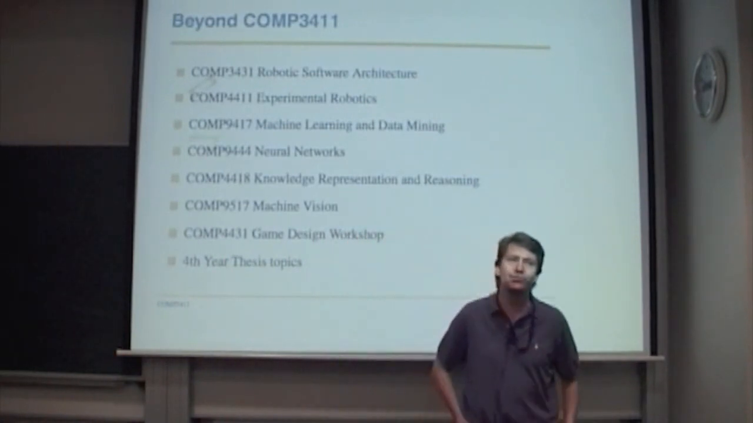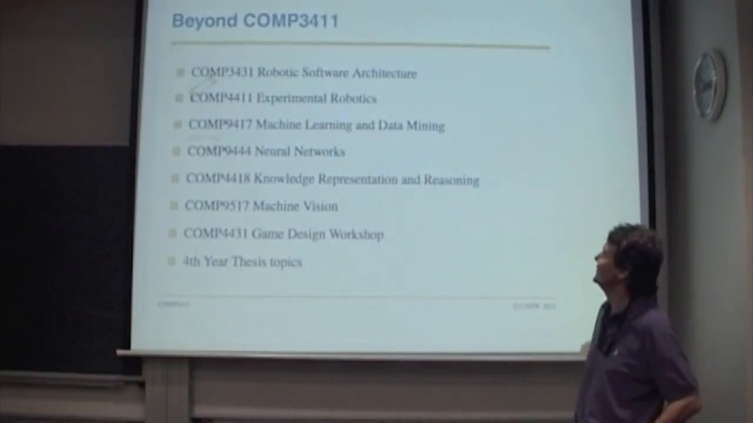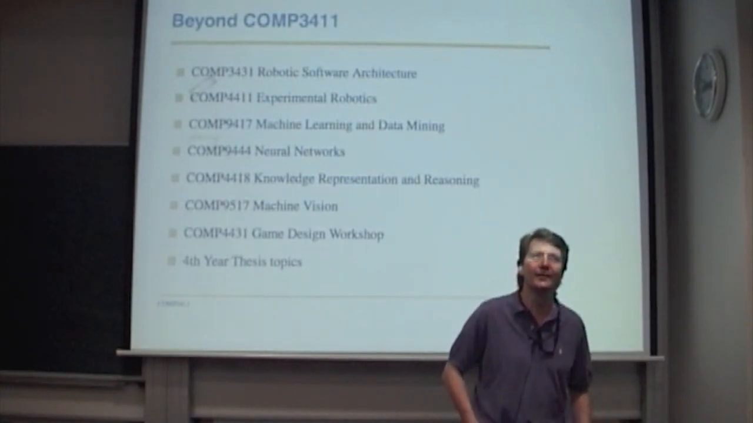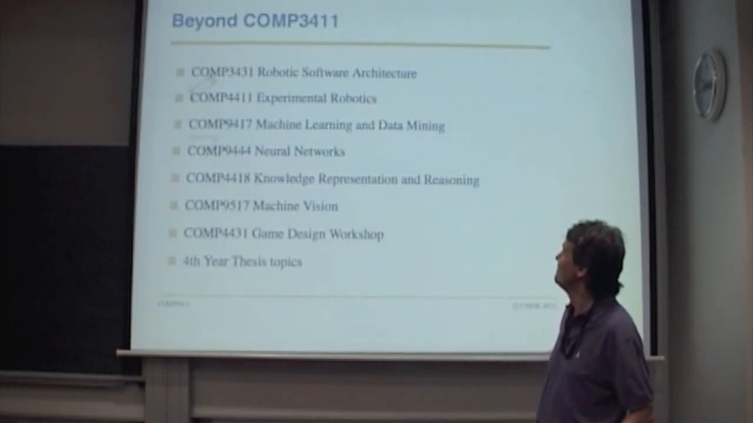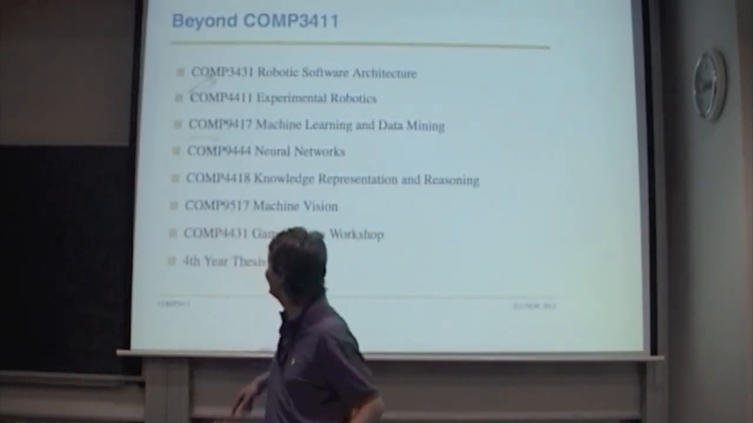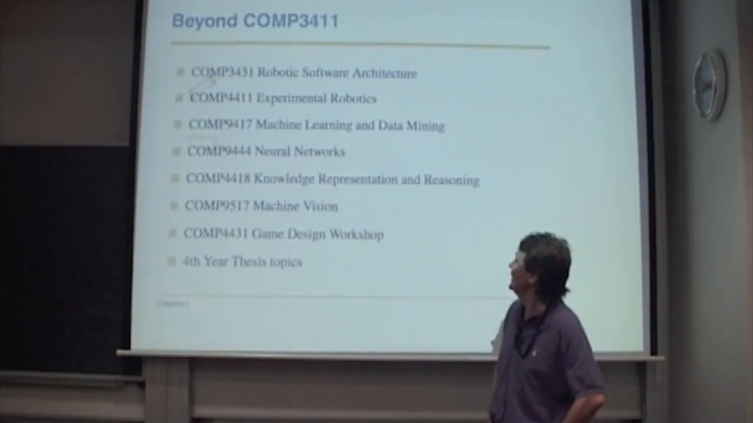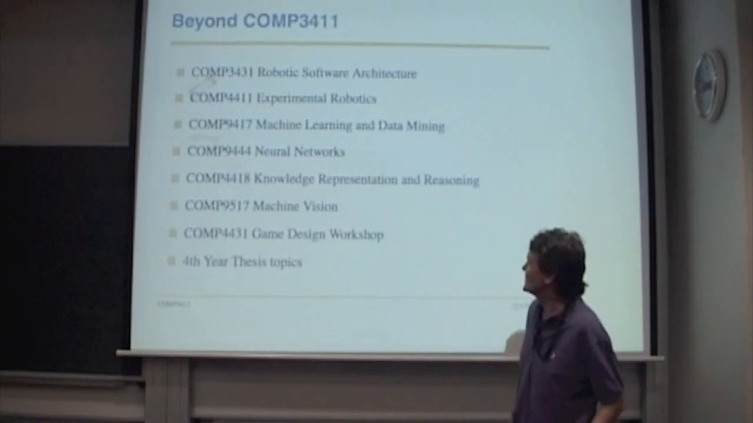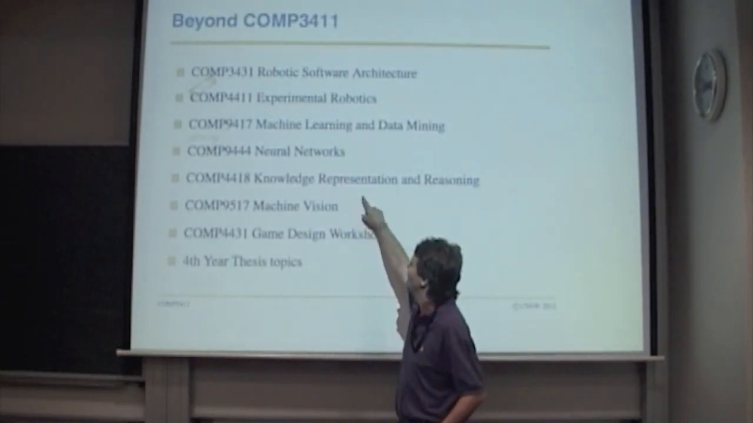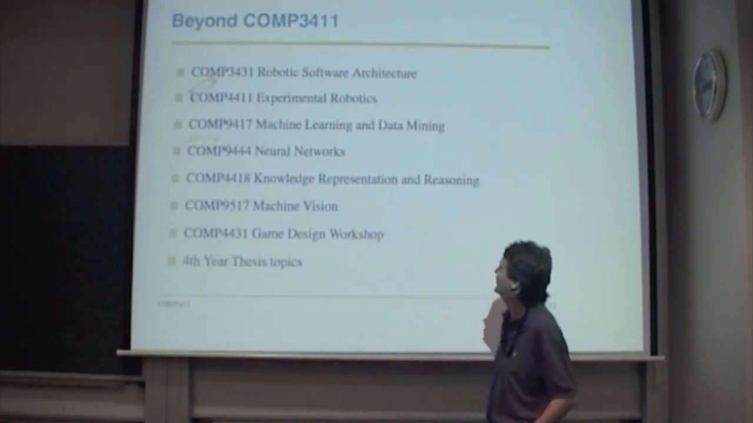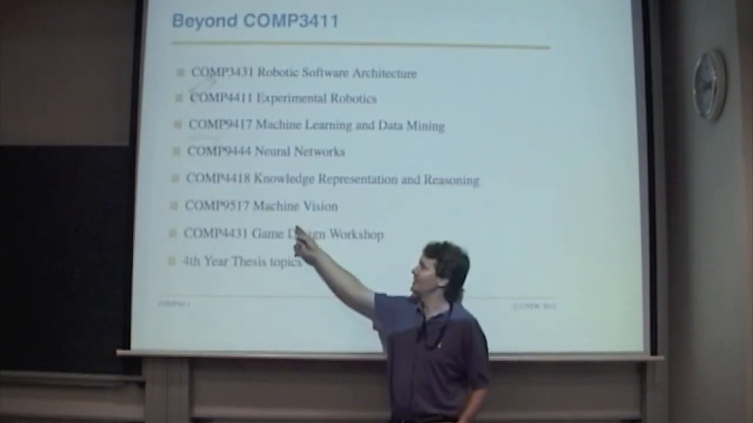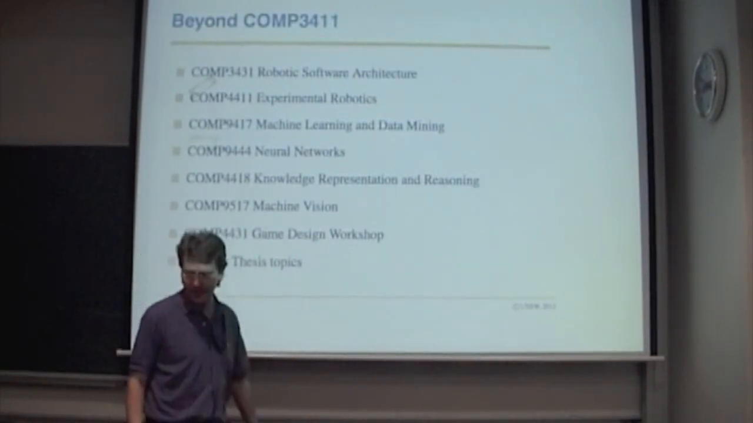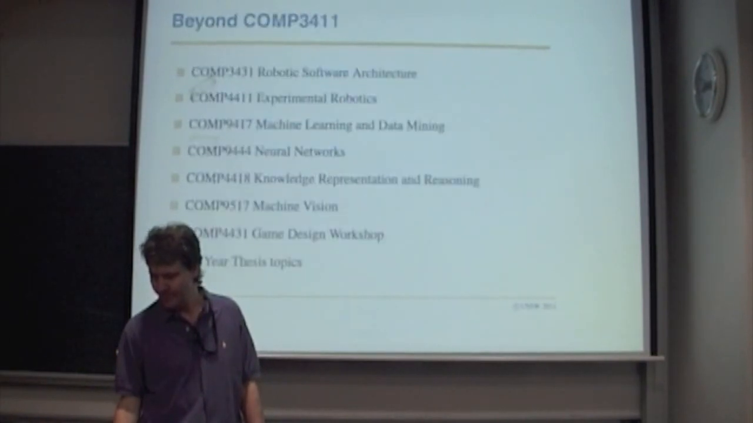After you finish this course, if you're interested in further examining this material, there's a course called Robotic Software Architecture that runs next session. I think it's limited to about 20 undergraduate students, so I'm not sure if the danger might fill up. There's also an experimental robotics course, machine learning and data mining, which is usually in first session, so you might think about doing it next year. This neural networks course, we're not sure if it's going to run this year or not. If you're more interested in the logic side, there's KRR. I think the machine vision course will run next session, and there's also Malcolm Ryan's game design workshop, or you may think about doing an AI topic for your fourth year thesis.